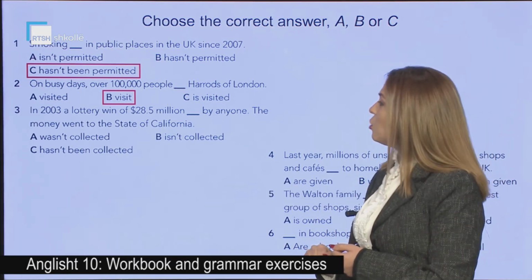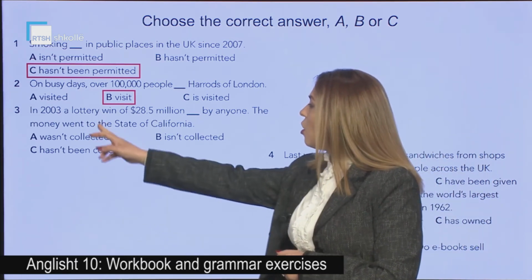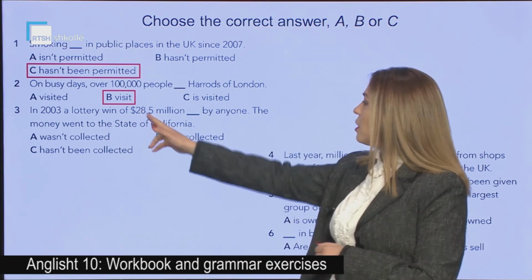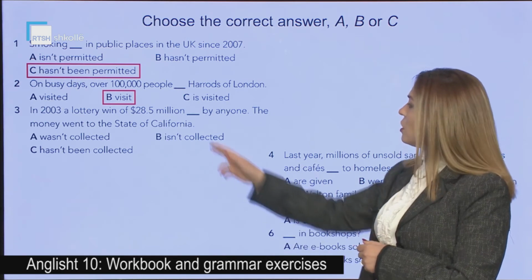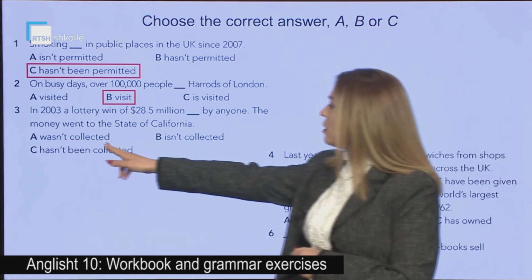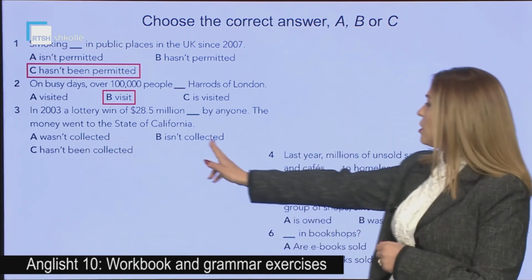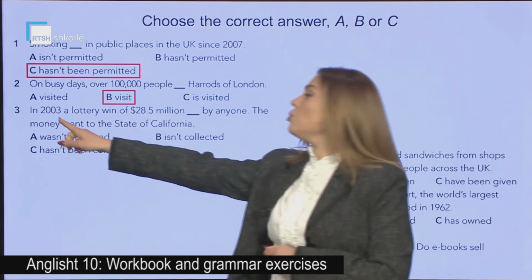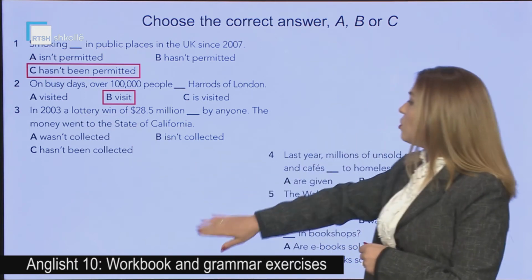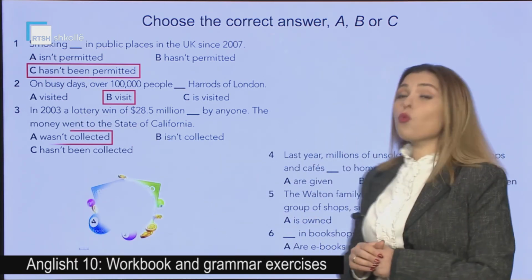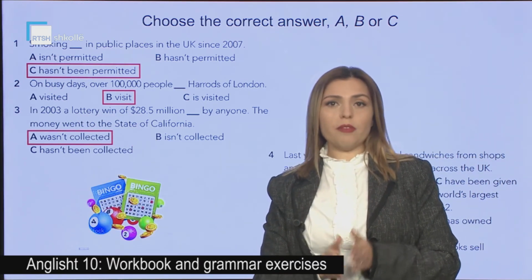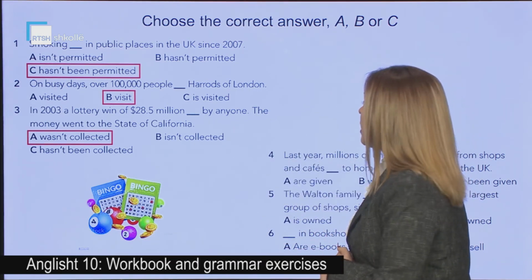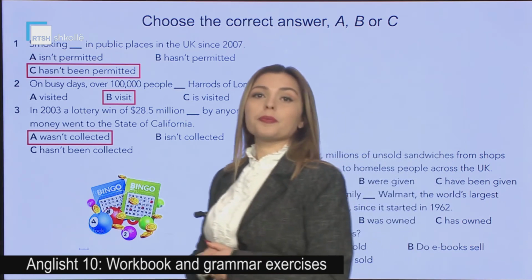Number 3. In 2003, a lottery win of $28.5 million wasn't collected, hasn't been collected, or isn't collected by anyone. We know the time, in 2003, so it wasn't collected. We have the past simple. The money went to the state of California.